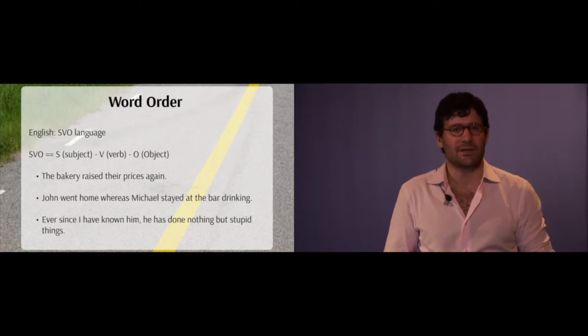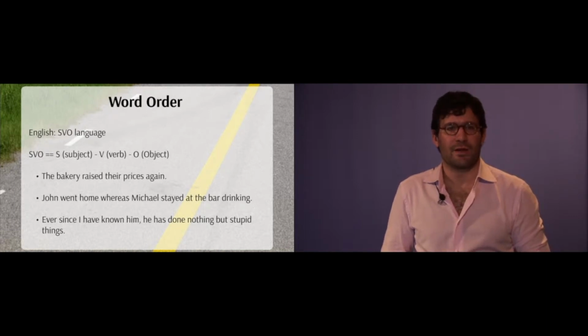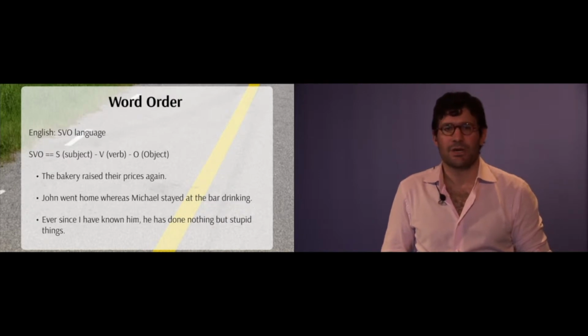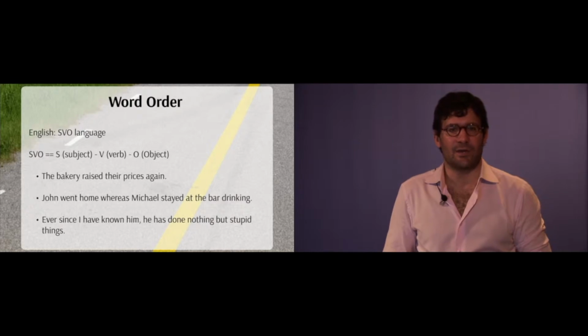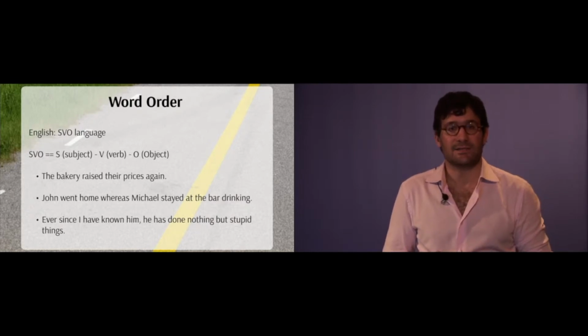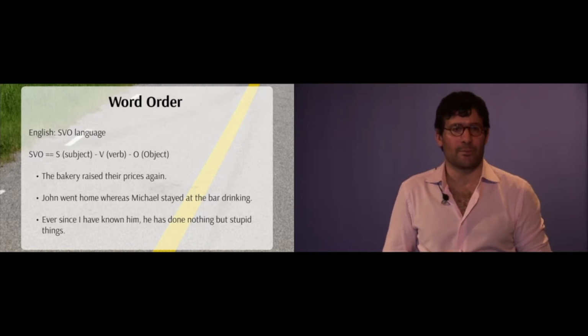So let's take a look at these three sentences. The bakery raised their prices again. Bakery subject, raised verb, prices object, SVO. John went home, whereas Michael stayed at the bar drinking. And ever since I have known him, he has done nothing but stupid things. Right? Once again, an SVO pattern. It doesn't matter how syntactically complex these sentences are, you generally find in English an SVO word order pattern.